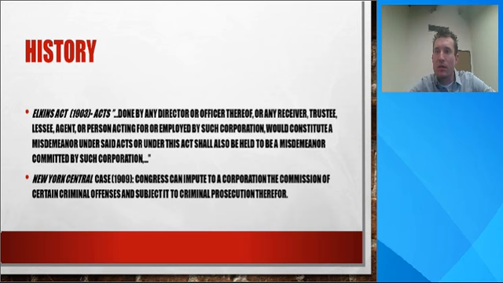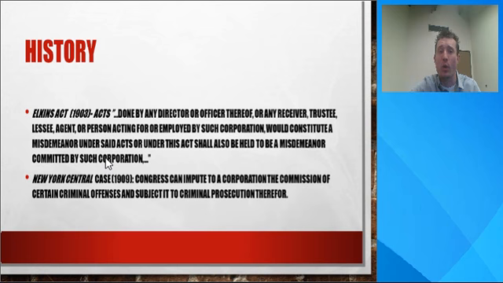The first establishment of corporate criminal liability within the language in the Elkins Act came from a portion that says that acts done by any director or officer thereof, or any receiver, trustee, lessee, agent, or person acting for or employed by such corporation would constitute a misdemeanor under said act or under this act, and shall be also held to a misdemeanor committed by such corporation. Basically, that translates to any act that's taken criminally by an individual of a corporation can also be referred to that same corporation.